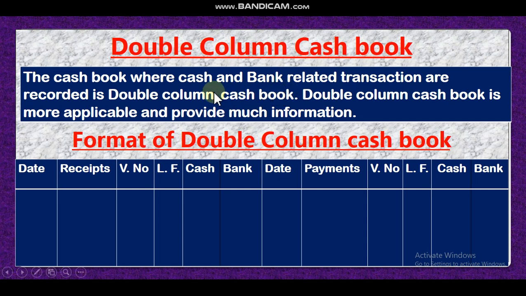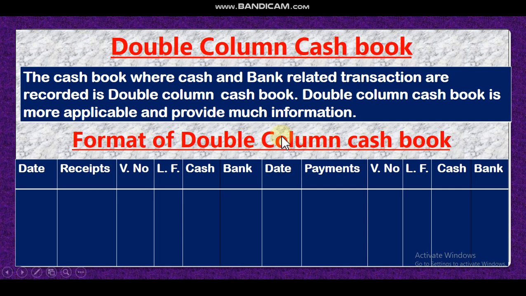If I receive money through cash or by check, that will be recorded on the debit side. If I pay money, then it will be recorded on the credit side, payment side. Dear student, the cash book where cash and bank related transactions are recorded is double column cash book. And double column cash book is more applicable and provides much information. That means it is most popular in the business world.